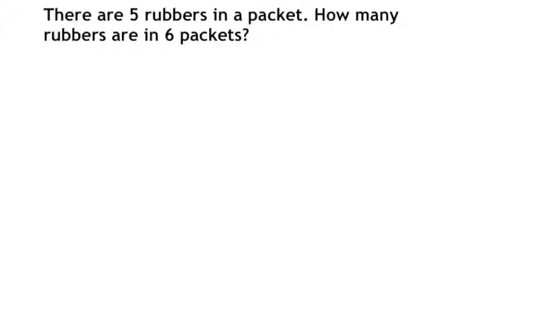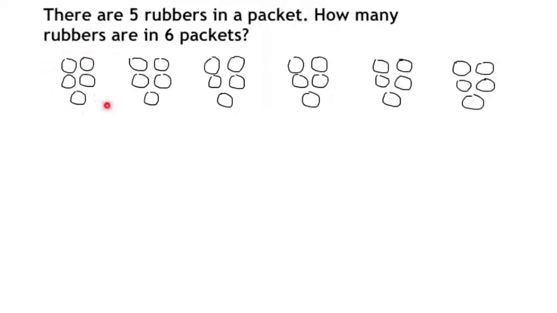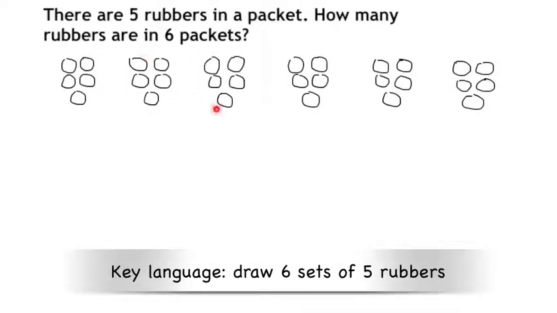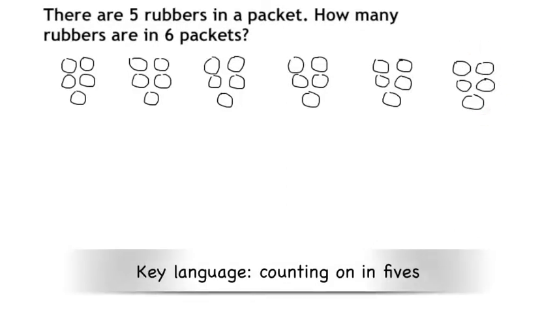There are 5 rubbers in a packet, and I want to find out how many rubbers are in 6 packets. I can draw 5 circles to represent the rubbers in each packet. I draw 6 sets of 5 rubbers. I can work out my total by counting on in 5s.